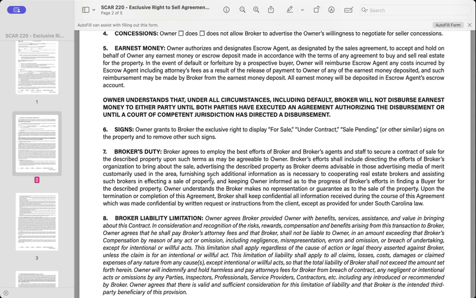Section 7. This describes what the broker's duties are. It describes what the broker is supposed to be doing and how the broker is supposed to be handling the transaction. The goal is to sell the property, of course, to secure a contract specifically for sale, and then also keep information confidential during the course of the transaction and keep the owner informed.